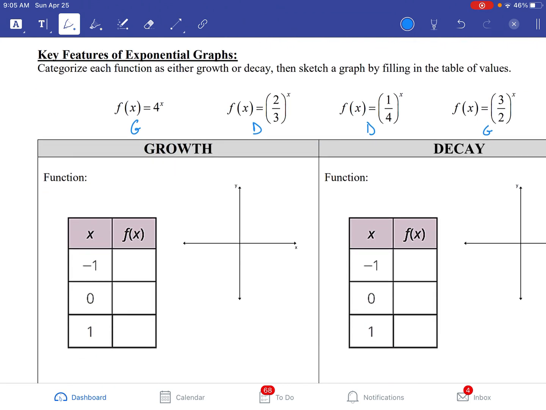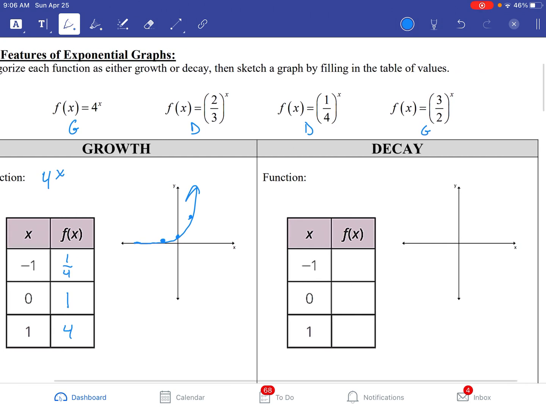So let's start with our growth function. We have 4 to the x. If we put in -1 for the x value, we're going to get 1/4. If we put 0 in for the x value, we get 1. 4 to the 0 is 1. Actually, anything to the 0 power is 1. And then 4 to the first is 4. So your graph should look something like this. It's getting bigger. It's a growth function.